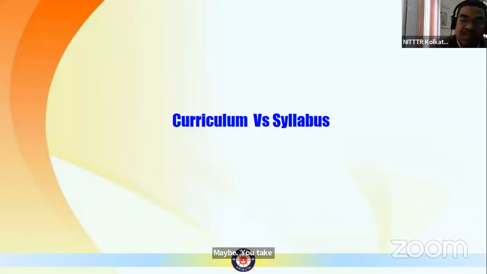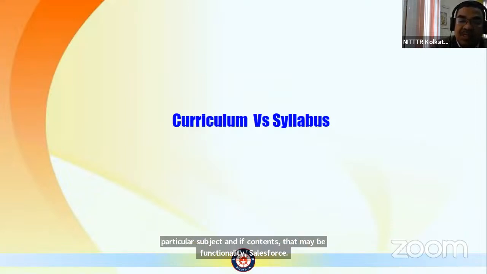and you refer to that particular subject and its contents, that may be considered a syllabus, and the syllabus may be available to the respective teacher or the respective student. That is the difference between the curriculum and the syllabus.